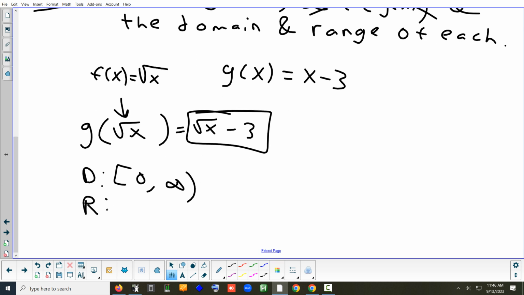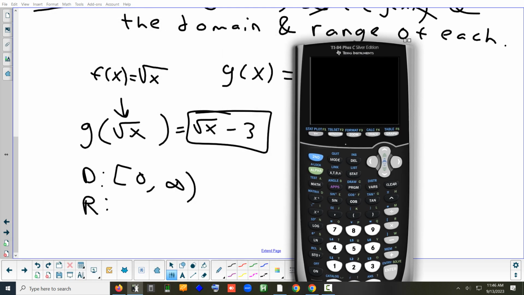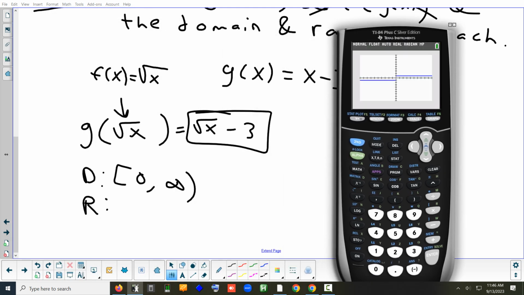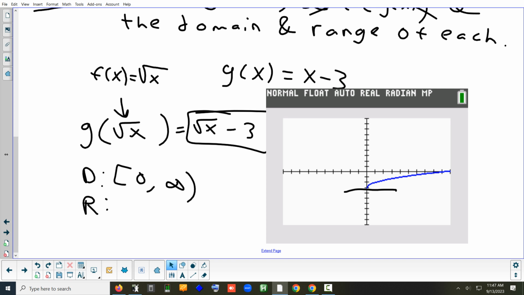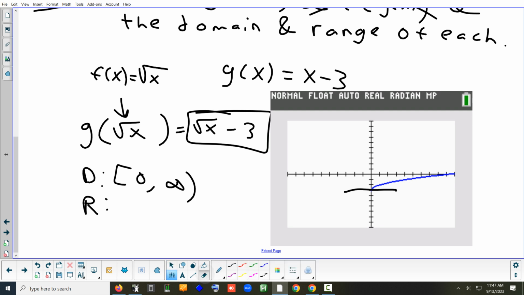Range. Well, you might be able to figure this one out, but we can sketch it. So let's type in the square root of x minus 3. And we're looking for how high and low this square root function would go. Remember, square root function is a sideways parabola. So what's the lowest it looks like it goes? And then what about the highest?